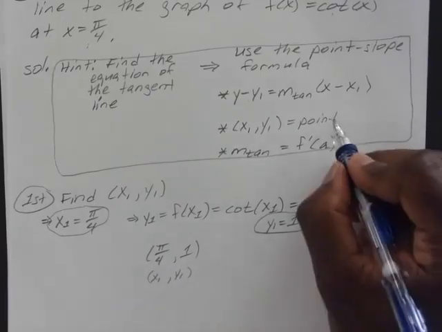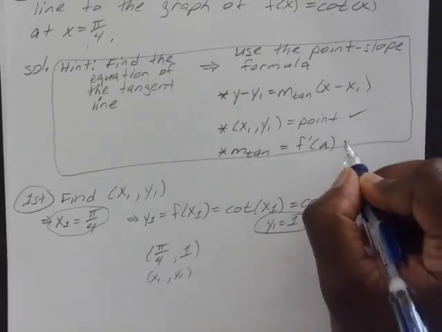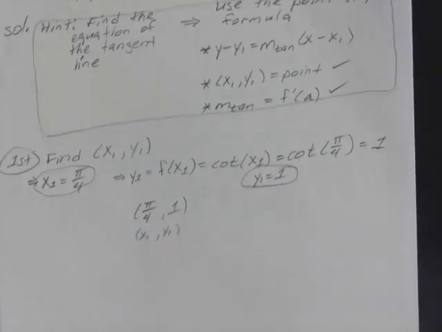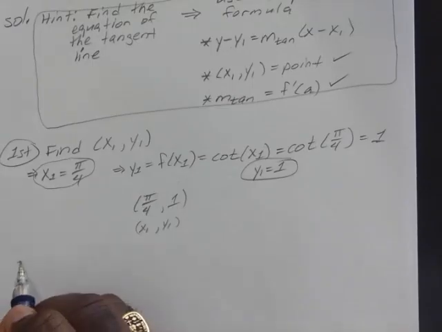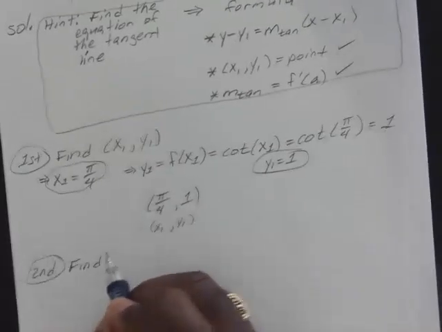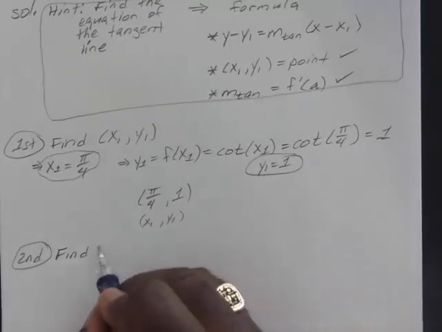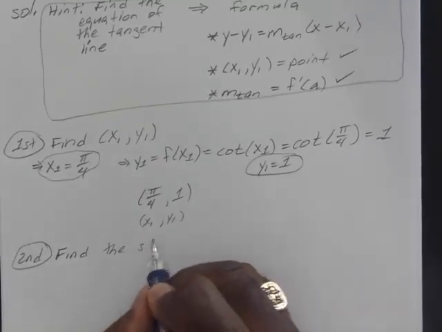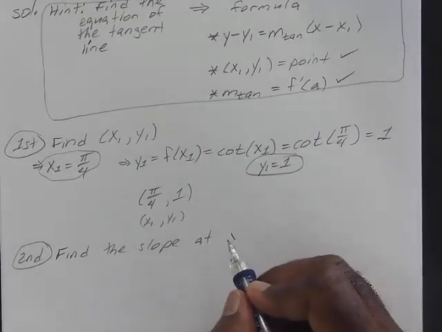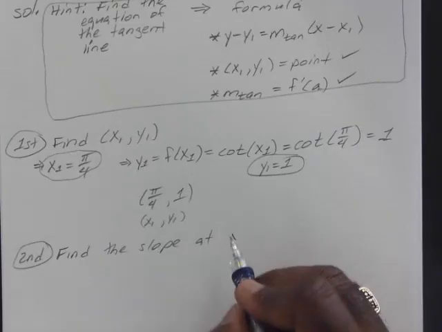Okay, so we have our point. Now we have to find our slope to use our point slope formula. Find the slope at x is equal to pi over 4.